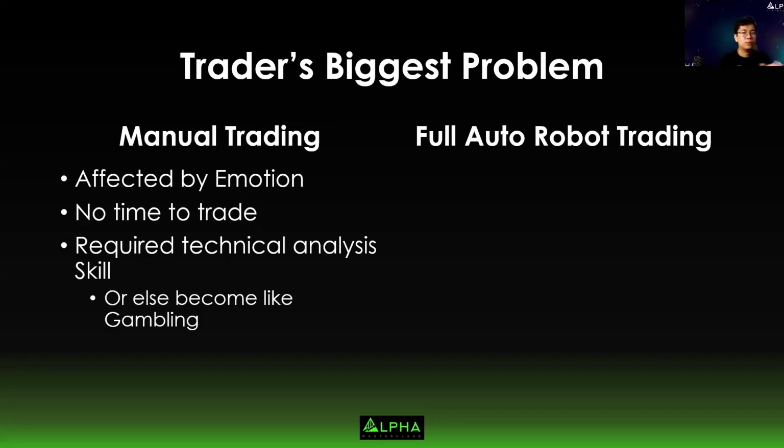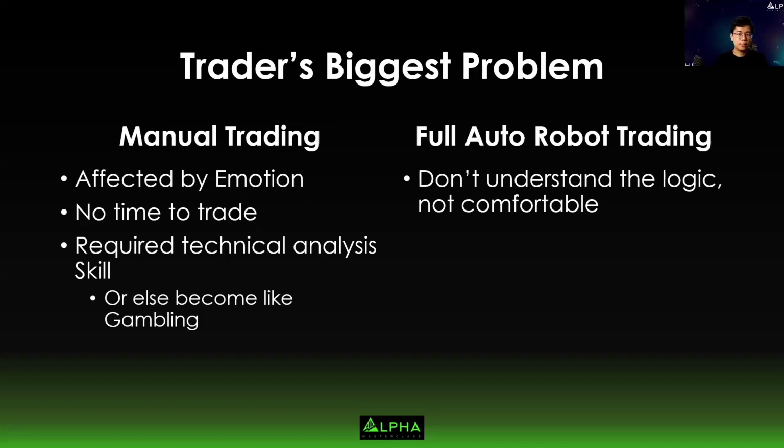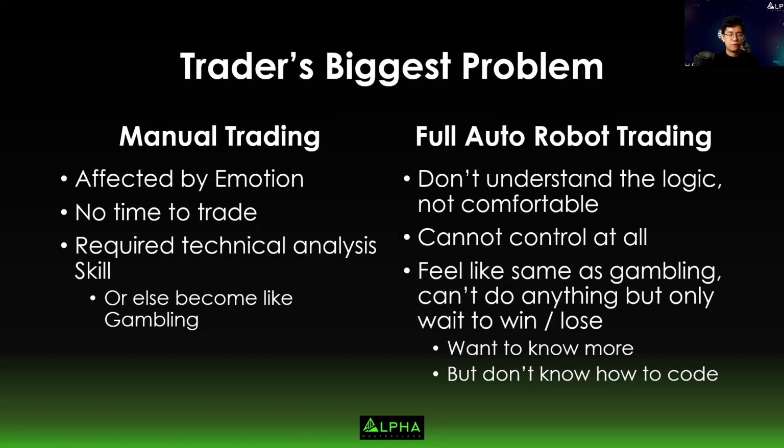So that's why you jump into a full auto robot, hoping that you can use the robot to solve the problem. Okay, but if you use a robot, you don't understand the logic and you feel not comfortable using it. You lose control completely when using a robot, and you also feel like you're gambling because you can't do anything. You just literally put the money there. It's either win or lose. Hence, you would like to know more about how a robot works, but you don't know how to code either. Hence, we fit right in between.